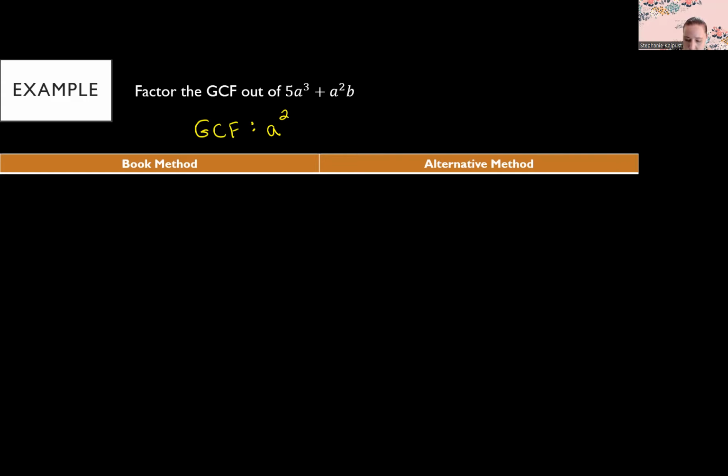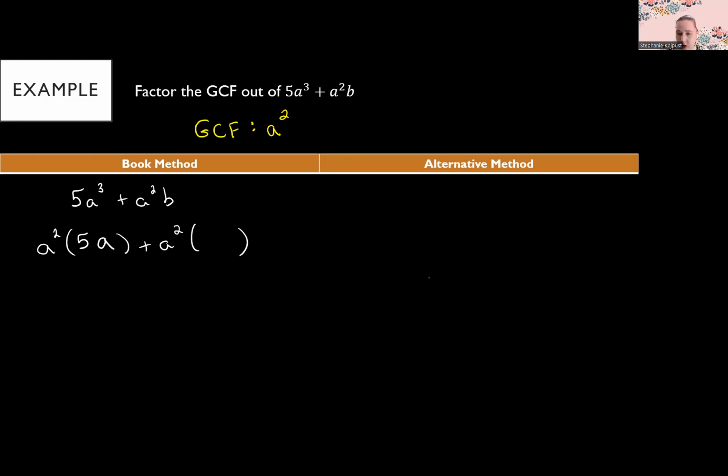So book method, we have 5a cubed plus a squared b. You want to rewrite each of these with your greatest common factor in front, and then in parentheses is what you need to multiply that by to get back up to the original. So a squared, we have to multiply by something to get to 5a cubed. I need to have a 5 in the parentheses to get to the 5. And then I have a squared, but I need to get to a cubed, so I need another a, because a squared times a will get me a cubed.